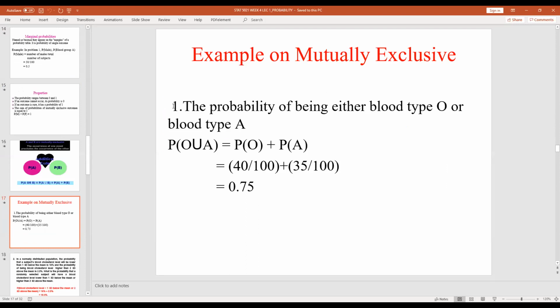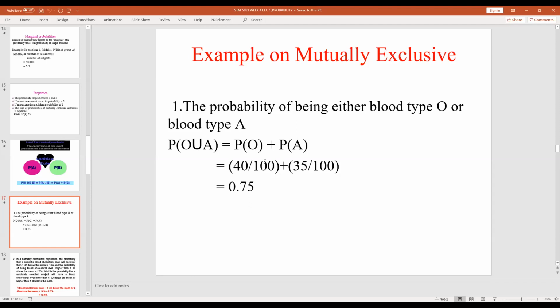The probability of being either blood type O or blood type A. Maybe they want you to figure that out. Of course, you can't belong to blood type O or blood type A at the same time. It's either you are there or there. So the probability of you being either blood type O or A is going to attract union. Like I said, I'm going to add the two probabilities together.